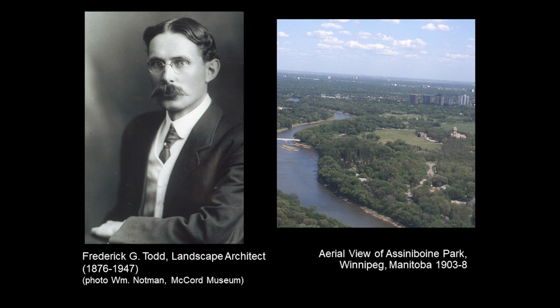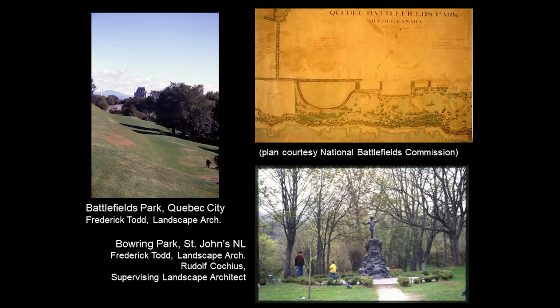The first was Assiniboine Park along the river of that name in Winnipeg, Manitoba, in 1903. Then in 1906, Todd designed Battlefields Park in Quebec City, more commonly known as the Plains of Abraham. And finally, in 1912, Bowring Park in St. John's, Newfoundland. All of these parks provided a great variety of recreational opportunities and scenic features.